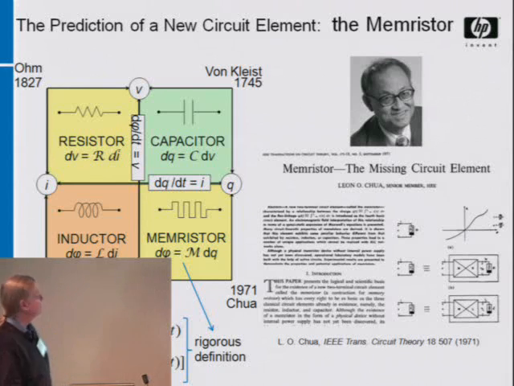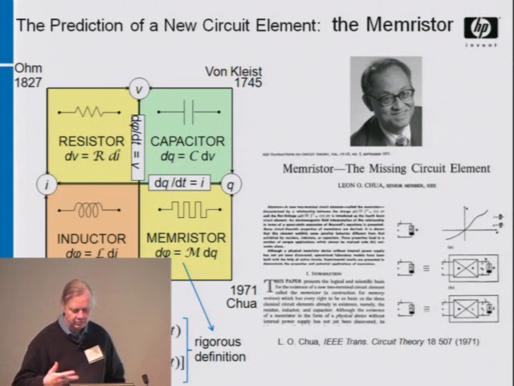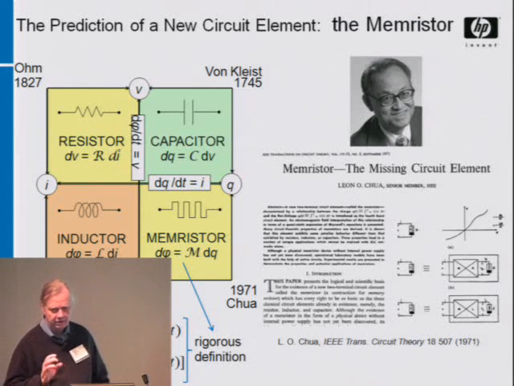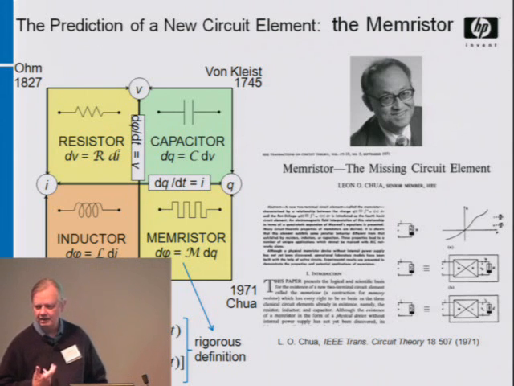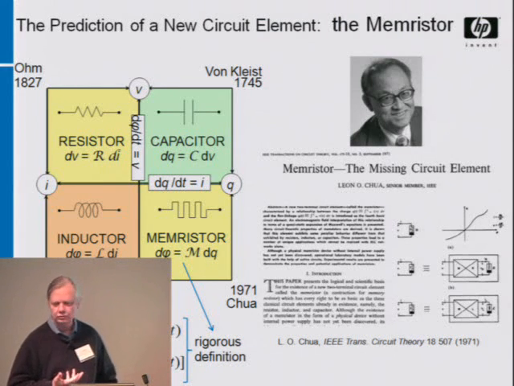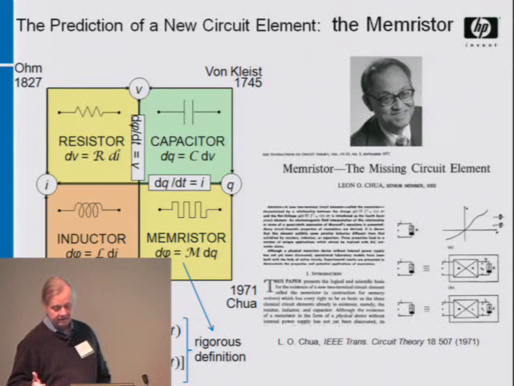Okay, so prediction of a new circuit element. We have had 3 fundamental passive devices for a little over 150 years. And then all of a sudden, in 1971, while he was examining this whole issue of placing nonlinear circuit theory on a firm mathematical foundation, Leon predicts the existence of a new fundamental device. Absolutely astounding in an era where, as then and even now, as mature as electrical engineering is, to come up with a fundamental new element.